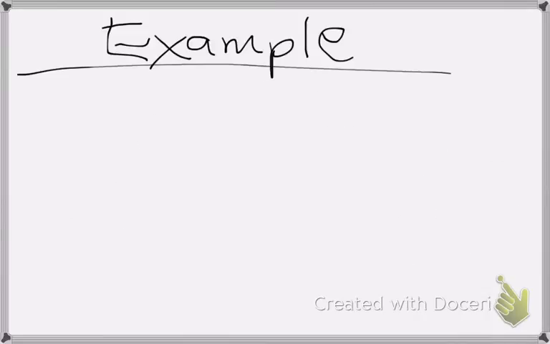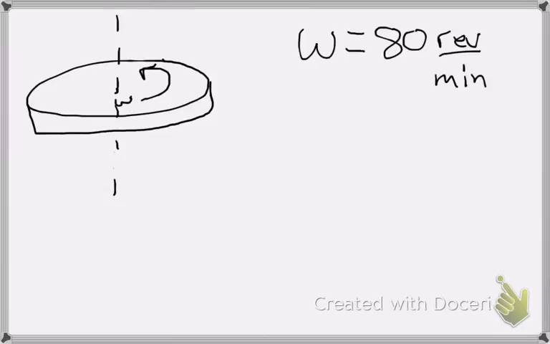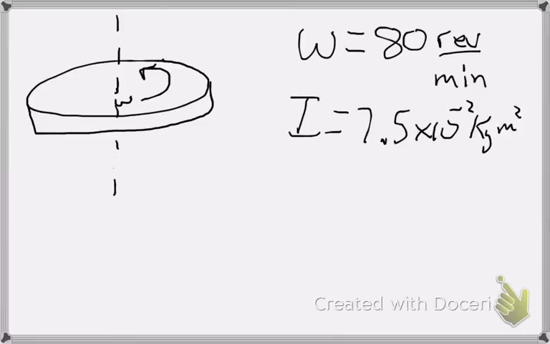Now, let's do an easy example really quick. Okay, so I've got a disk, and it is rotating at some angular velocity. And that angular velocity is this. This is 80 revolutions per minute, so pretty fast. And it has a moment of inertia. I'm not going to make you calculate it. I'm going to just give it to you. It has this moment of inertia.